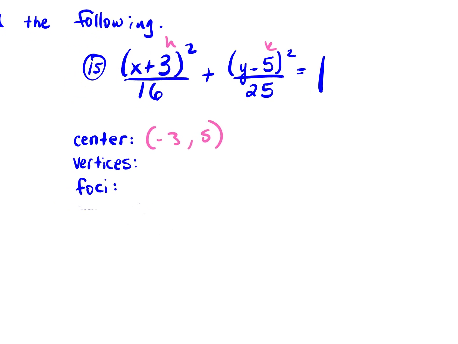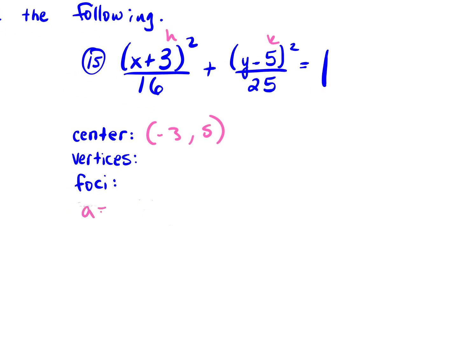And then to find our vertices, we need a, b, and c. Well, we need a and b for sure. But c will help us find our foci. So I'm going to say a equals, b equals, c equals. How do I find A? A is going to be the bigger denominator, so 25 is A squared. So what is just A? 5. So that means 16 would be B squared, so what is just B? 4.